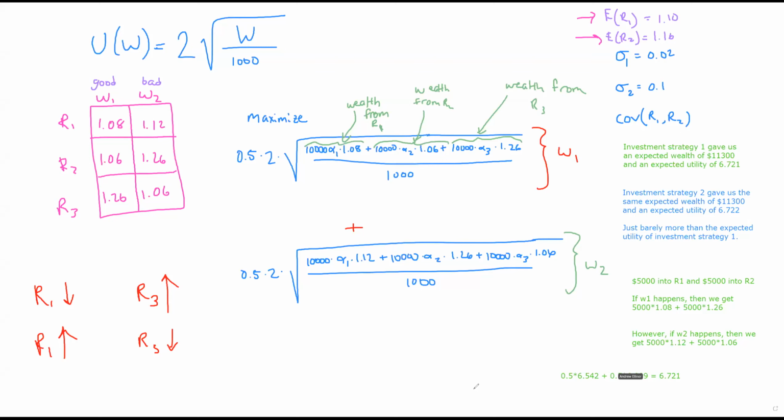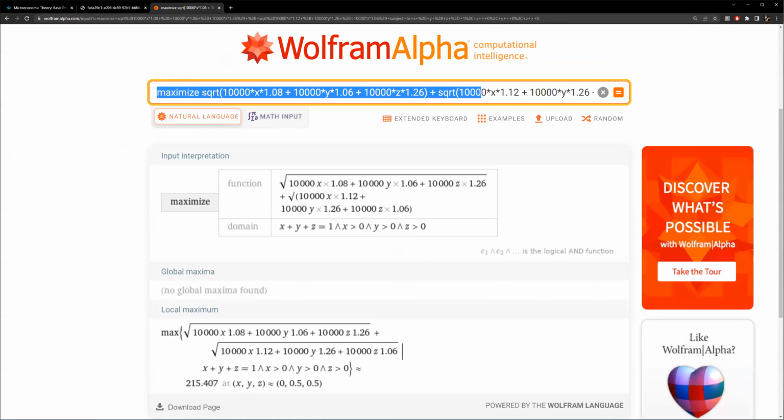Okay, I typed everything in. Time to share my screen on Wolfram Alpha. One thing I did is I said maximize the square root of 10,000 times x times 1.08 plus 10,000 times y times 1.06 plus 10,000 times z times 1.26, each of x, y, and z representing alpha 1, alpha 2, and alpha 3. And then I said plus the same thing over here on the right, subject to the following conditions. Each one of x, y, and z is non-negative. I guess I should have said x is greater than or equal to 0, y is greater than or equal to 0, z is greater than or equal to 0, but it's fine.